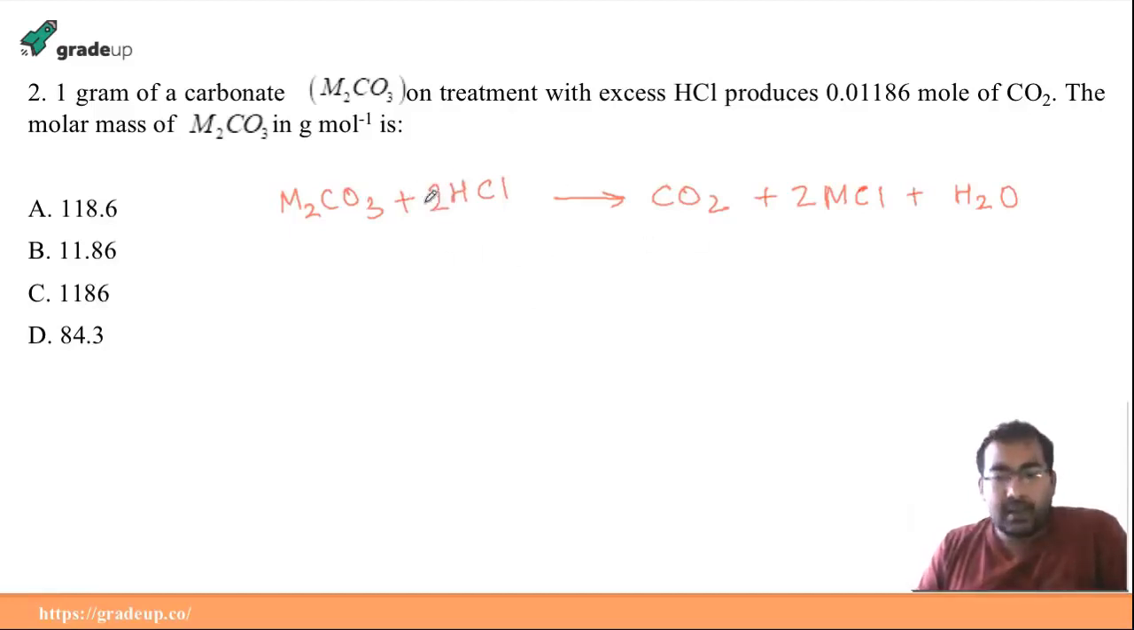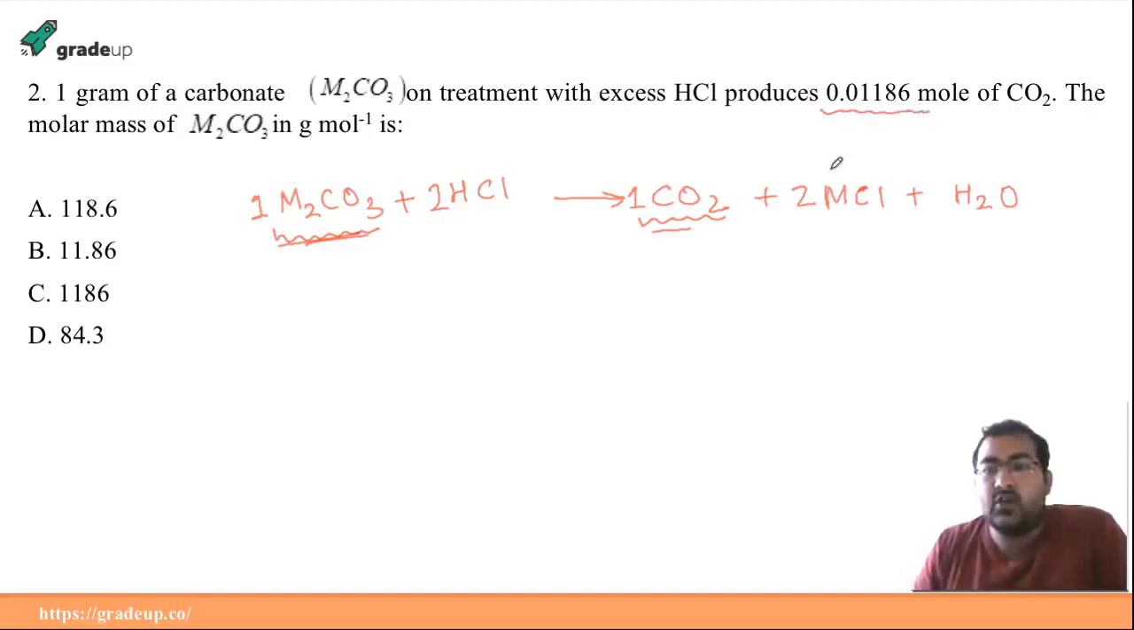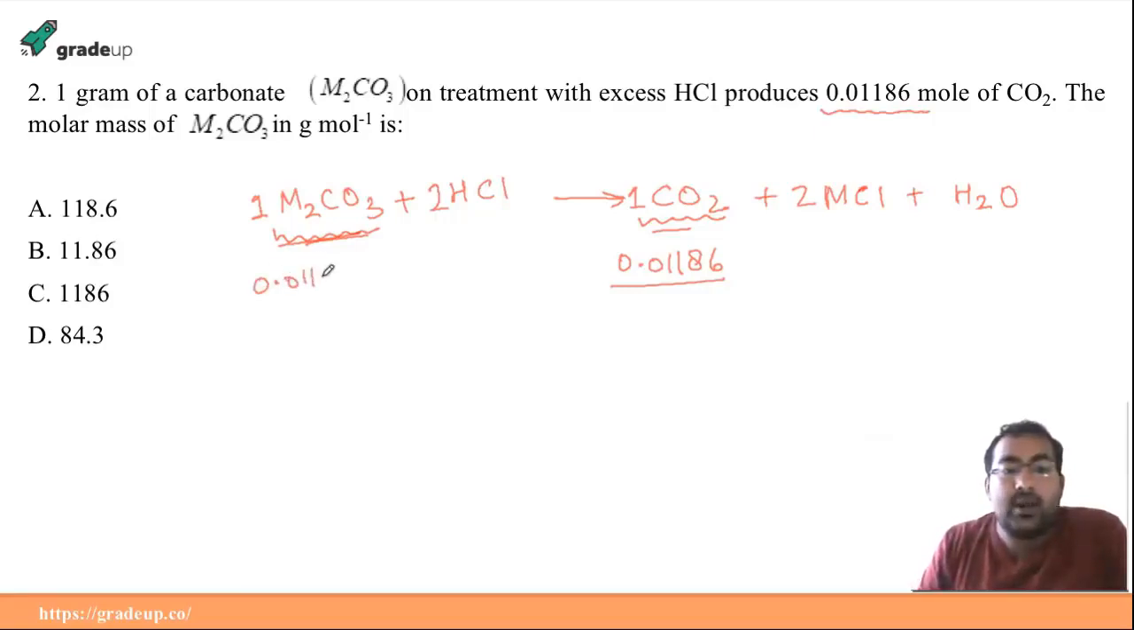Now you see the number of metal carbonates you had, the exact moles of CO2 you are getting, because the stoichiometry of the reaction suggests that the number of M2CO3 you have, the exact number of CO2 you will get. So if 0.01186 moles of CO2 is produced, that means 0.01186 moles of M2CO3 would have been used, because the exact number of CO2 is produced.